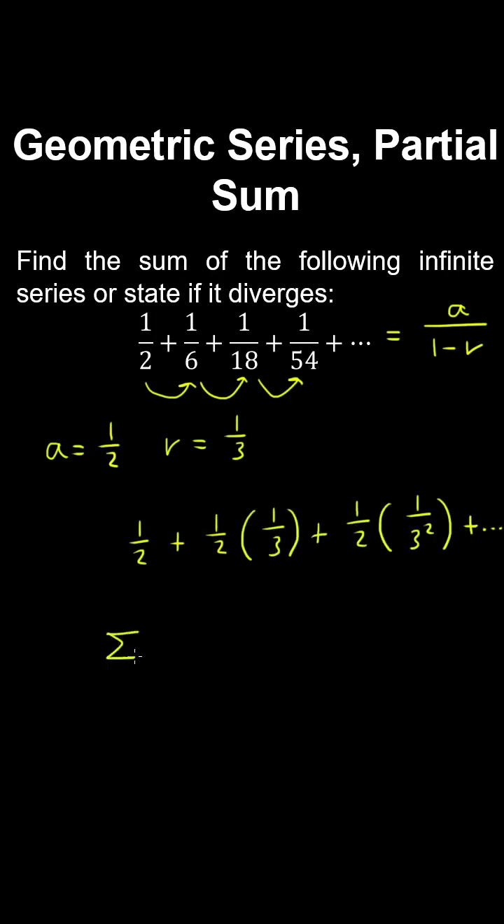And if we're writing this as a sum from n equals 0 to infinity, we have a multiplied by the ratio to the power of n. And therefore the sum is 1/2 over 1 minus a third. And you can simplify this as 1/2 over 2/3, or 3/4.